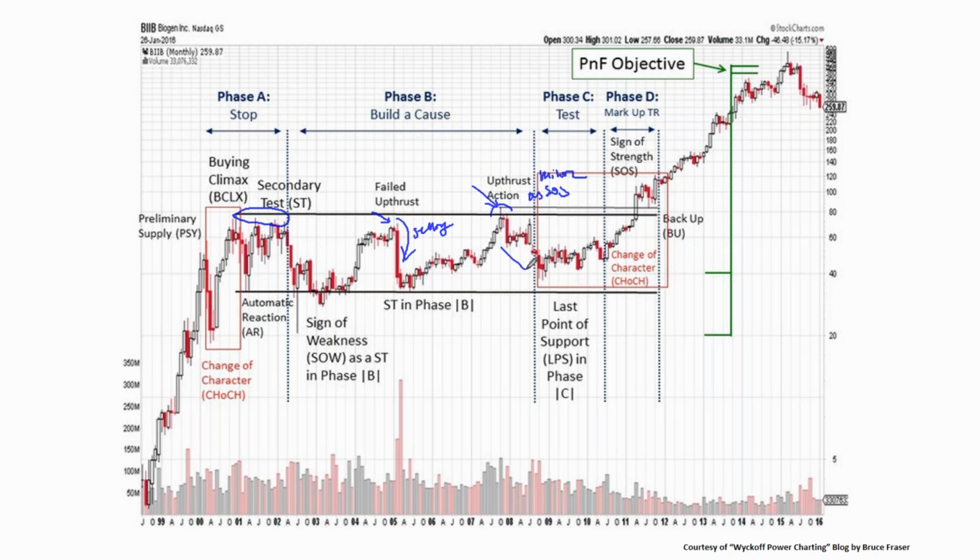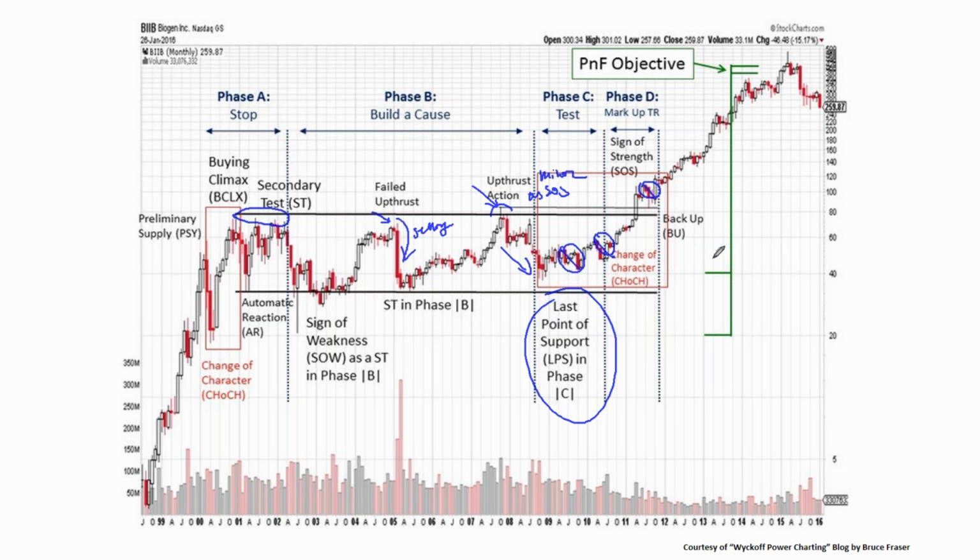We expect it's going to be a last point of support. Now, that doesn't mean it can't go all the way back down to the bottom, but now our antennae are up for an LPS. And so we look for that, and then we look for a change of character. And you can see that each one of these reactions after the LPS are very shallow. They're all shallow. And so we go with those with the expectation that that's an LPS and that we put in the final test. So a sign of strength followed by an LPS is a little nuance that is a very powerful nuance.